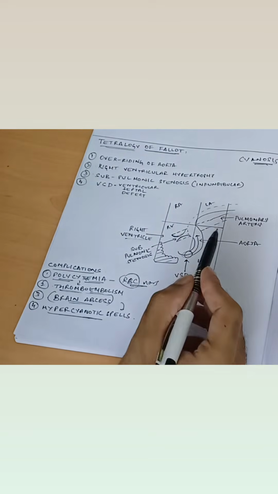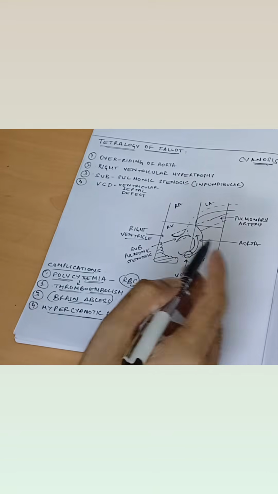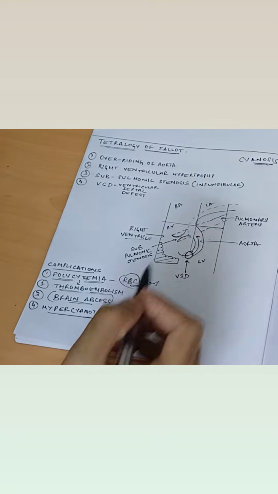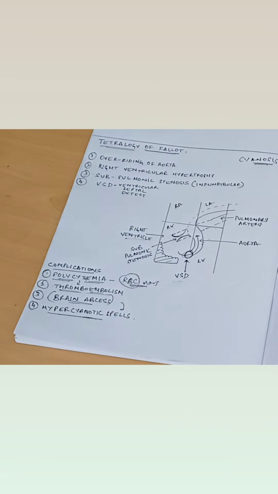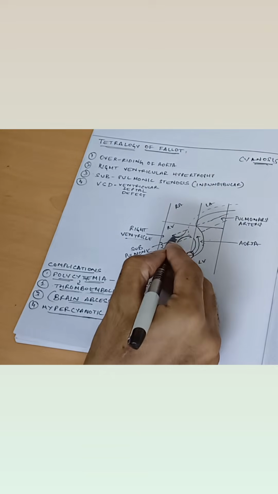What does this mean? It means that the aorta, which is normally going to open elsewhere, is now opening right here near this ventricular septal defect. So the blood which is deoxygenated in the right ventricle is going to jump directly into the aorta and can be pumped to the rest of the body easily, right? And then there is a subpulmonic stenosis here.